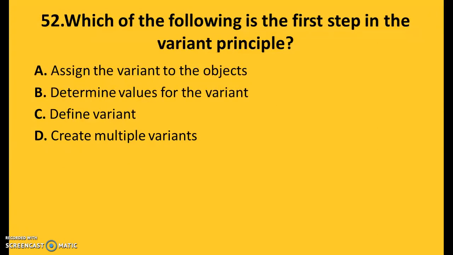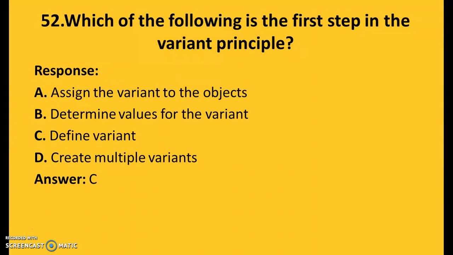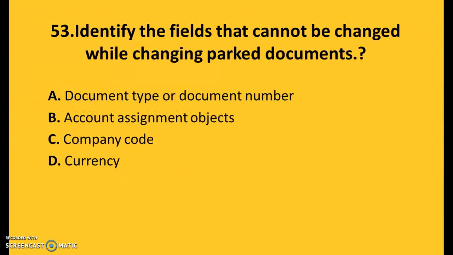Which of the following is the first step in the variant principle? Assign the variant to objects, determine values for the variant, define variant, or create multiple variants. The answer is C, define variant.